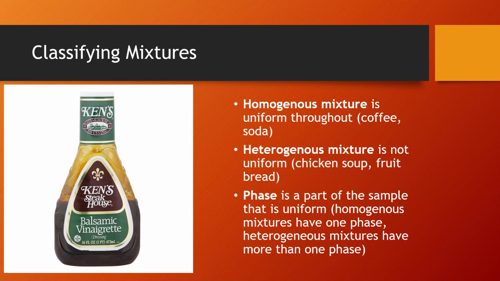A heterogeneous mixture is not uniform. Chicken soup is a heterogeneous mixture because it has chunks of chicken, carrot, and noodles. Fruit bread is a heterogeneous mixture because it has fruit, walnuts stuck in it. That is heterogeneous. The phase is a part of the sample that is uniform. So homogeneous mixtures have one phase, heterogeneous mixtures have more than one phase.